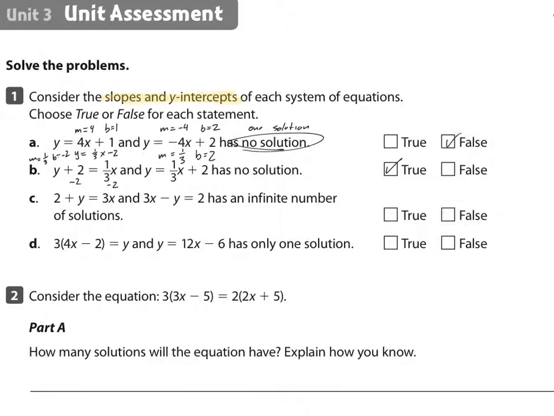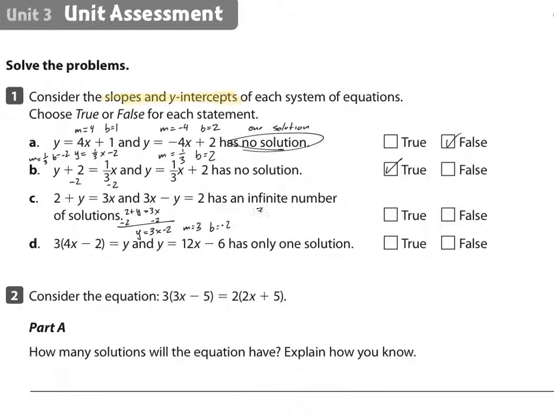For the next one, again, the y is not by itself already. So what we're going to do is solve for it. So we have 2 plus y is equal to 3x. You're going to subtract 2 from both sides, and now you get y is equal to 3x minus 2. So your slope is going to be 3. Your y-intercept is -2.